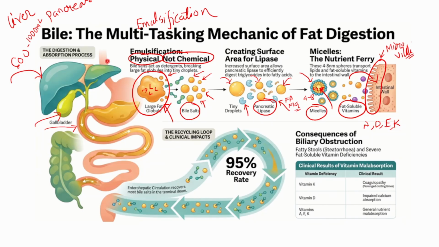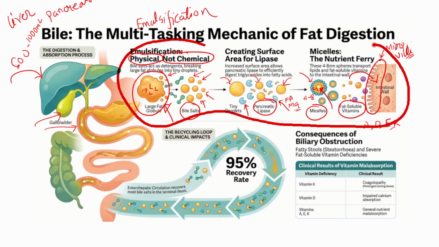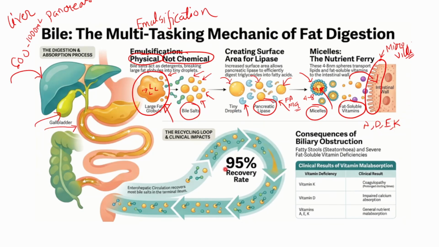So in parallel, we showed how food was going from the stomach to the intestine and the microscopic structural change that we observed in this sequence of diagrams. Following nutrient absorption, we map out the recycling loop and clinical impacts. The body does not waste these valuable bile salts or cholesterol derivatives. Instead, the enterohepatic circulation recovers most bile salts in the terminal ileum. We mean the last portion of the small intestine.